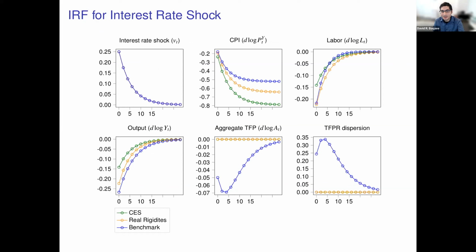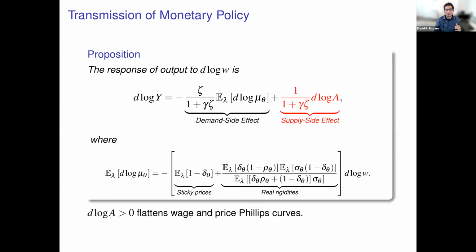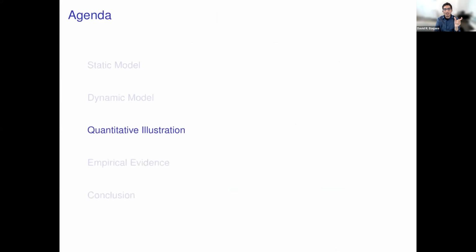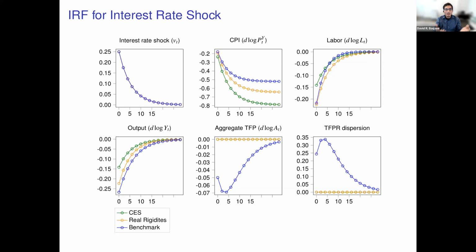So very quickly, I'm going to show you a quantitative illustration. What we do is we take that pass-through data that I showed you, and we ask, what is a Kimball aggregator that can generate this pass-through series? This is like the solution to a differential equation. You solve this differential equation, you get the shape of the Kimball aggregator. Then we take that Kimball aggregator and we simulate the model. And so here's what you find.